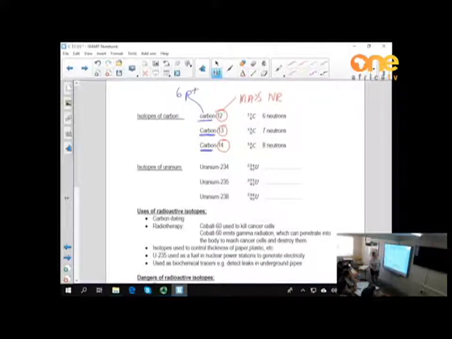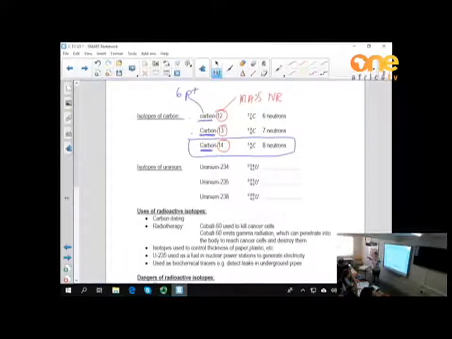Now, carbon 14 is unstable. When you are alive, you eat food. The food contains, among other things, carbon atoms. So while you are alive, you take in carbon in a specific ratio.